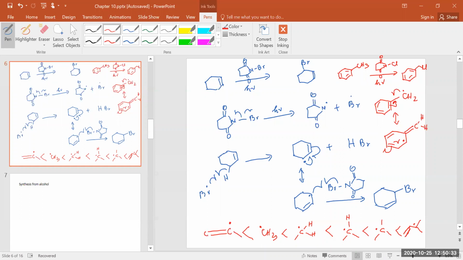Okay, why vinylic free radical? Because in a vinylic free radical, you have the highest s character on this carbon. So on the carbon, anything that is very unstable, like a positive charge or a free radical, is the least stable. You should keep in mind that a vinylic free radical, meaning the carbon on the double bond having the radical, is the least stable, and allylic or benzylic are the most stable free radicals.